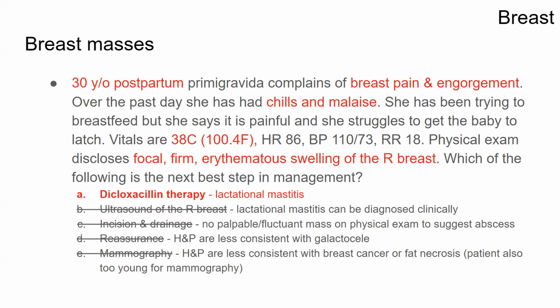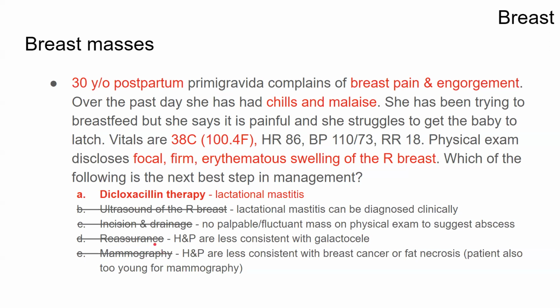Incision and drainage. There's no palpable fluctuant mass on physical exam to suggest something like an abscess. And incision and drainage is the first line therapy or management, the first thing that you would want to do for someone who has an abscess. So a breast abscess would present very similar to this, but on physical exam, it would say the physical exam discloses a firm, focal, fluctuant mass of the right breast, whereas this is just swelling.